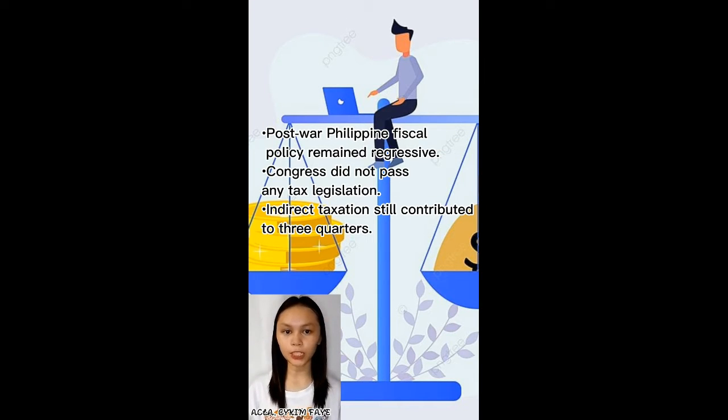Post-war Philippine fiscal policy remained regressive, characterized by the overburdening of the lowest classes, while the landed elite who held business interests were in Congress to ensure that taxes would not be levied on them. From 1959 to 1968, Congress did not pass any tax legislation despite important changes in the economy and the vested interests of Filipino businessmen in Congress. Indirect taxation still contributed three-fourths of tax revenues, and the Omnibus Tax Law of 1969 did not increase the ratio of income tax to generate tax revenues.